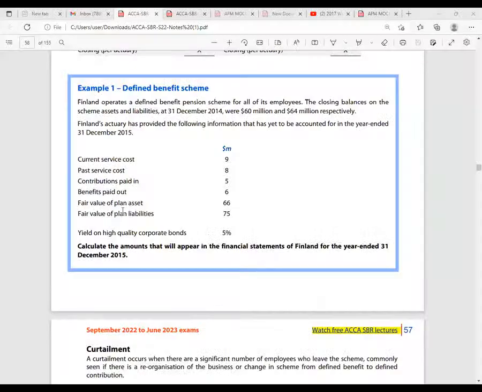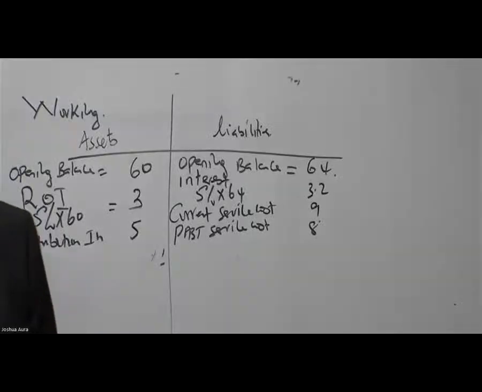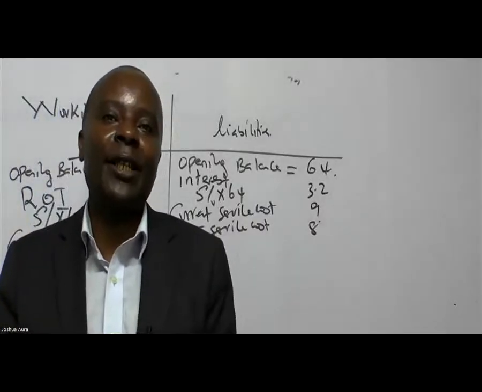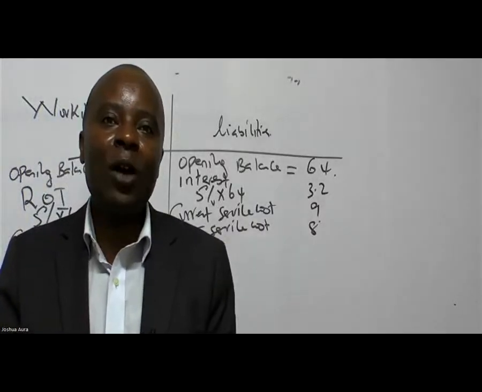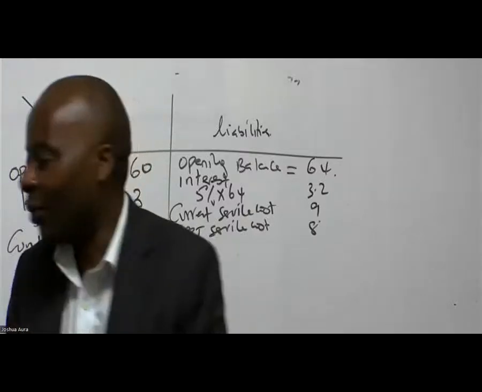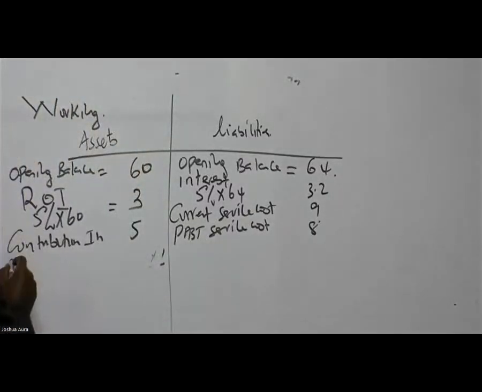So the next thing, what do we have here? We have benefits paid out. Benefits paid out are very interesting. I love these because even when we are teaching this in practice, you'll get people asking so many questions and really there's nothing to be asked there. Benefits paid out, number 1, they reduce your assets. Asset goes down.